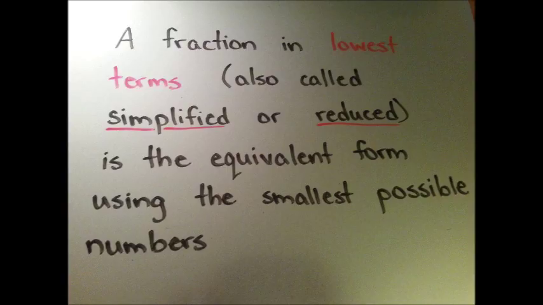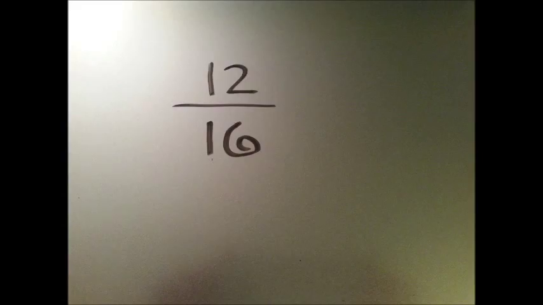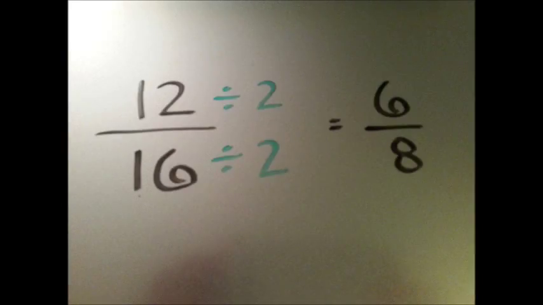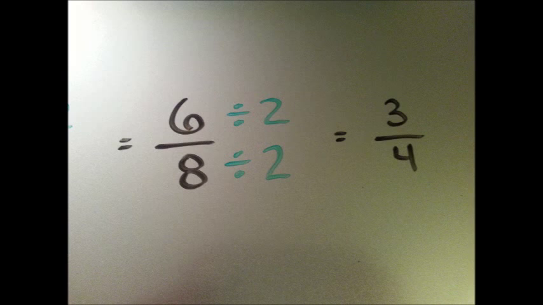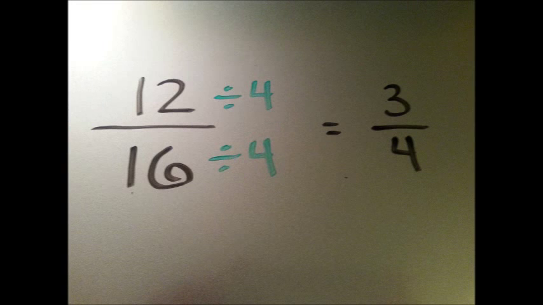Another term that we should recognize for this course relating to fractions is the idea of lowest terms. A fraction in lowest terms is also called simplified or reduced, and that means the equivalent form that uses the smallest possible numbers. So let's take a look at the fraction 12/16. This fraction has an equivalent form that uses smaller numbers. We can divide the numerator and denominator each by 2 to get 6/8, and that in turn can be reduced to become 3/4. Some students may also know we could have gotten to 3/4 a little faster by dividing our numerator and denominator each by 4. Here's an example where knowing our multiplication facts can help speed up our work a little bit.